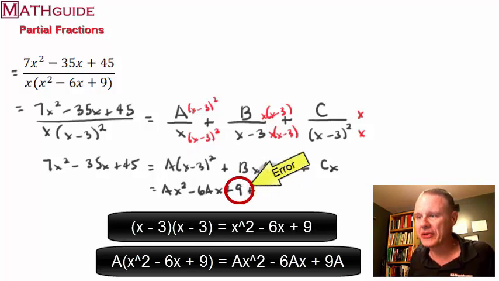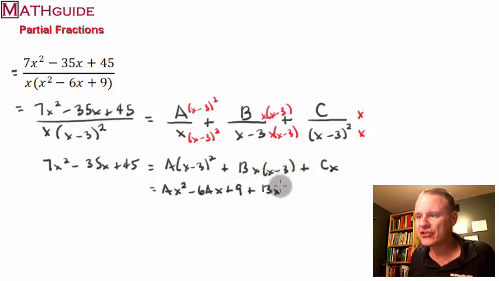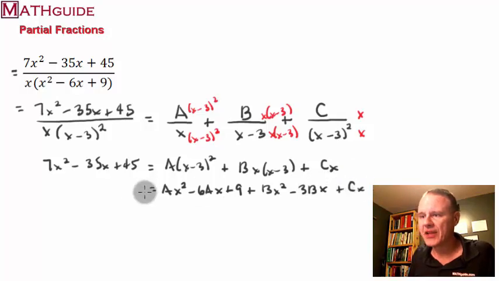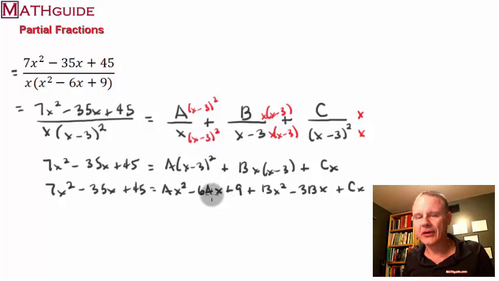Okay, now I'm going to multiply through here. You're going to get bx squared minus 3bx plus the cx. And all of this has to be equal to this numerator, which has not changed. Right, so I have two polynomials which are equal to each other. The only way two polynomials could be equal to each other is if all the x squared terms on the right side equal the x squared terms on the left side. So that will lead to some equations.